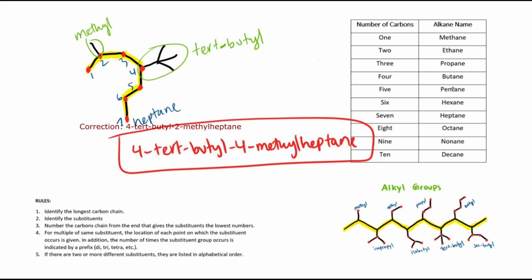Now you might be wondering why tert-butyl comes before methyl when M comes before T in the alphabetical order, but just note that tert and sec do not count toward determining alphabetical order. So whatever comes after tert, which is B, counts toward the alphabetical order. B comes before M, so tert-butyl comes before methyl. And that's it for this video.